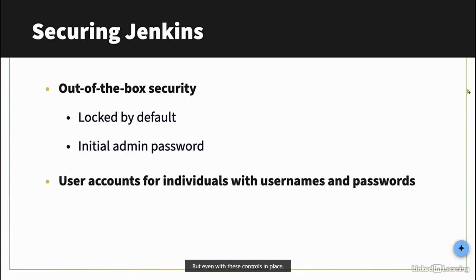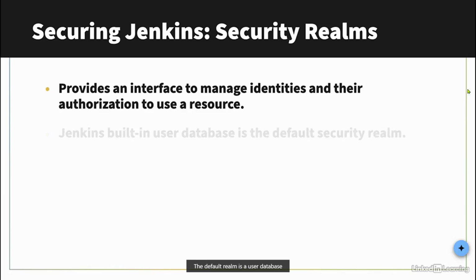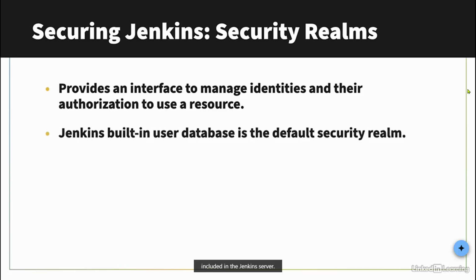This is a common approach for setting up boundaries for who can log in. But even with these controls in place, there's still a bit of configuration that can be done to make sure that Jenkins is set up for your specific use case. Jenkins can be configured to use different security realms. Using a very brief explanation, a security realm controls how a person is authenticated to access a resource. The default realm is a user database included in the Jenkins server. This is where Jenkins creates the first users with permission to access the system when the service is installed.